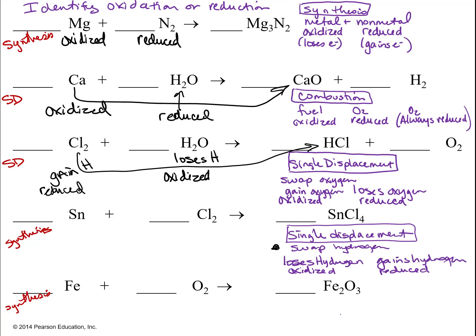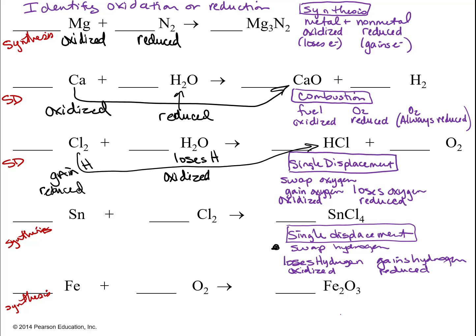Fourth one, Sn plus Cl, what is this? What happens to Sn? So what is Sn though? This is synthesis. So all you got to do is identify which one is the metal. If it's a synthesis, it's always going to be it for us. This is not the case in all chemical reactions, but for us, if it's a synthesis reaction, it's going to be a metal and a non-metal. So what is Sn, metal or a non-metal?